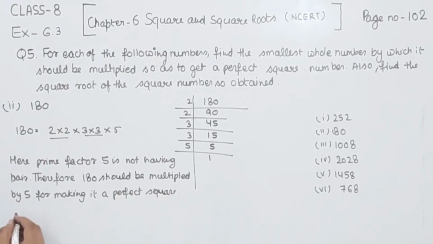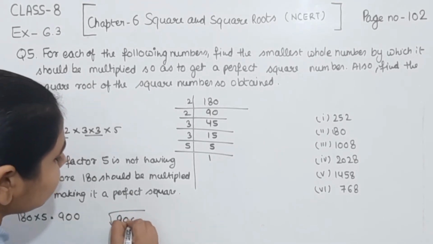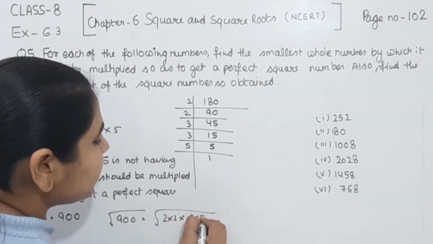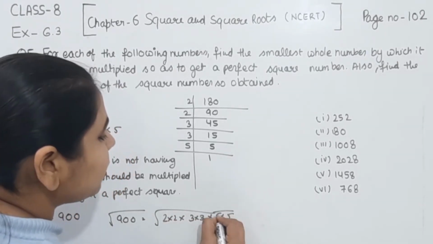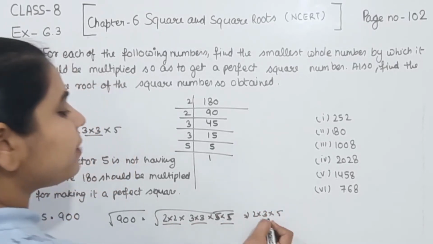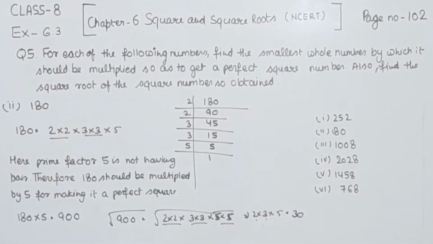So we are going to multiply 180 by 5. So 180 multiplied by 5, we are having the value as 900. Now root 900 is equal to the factors we will have 2 multiplied by 2 multiplied by 3 multiplied by 3 and 5 multiplied by 5. So this is 2 multiplied by 3 multiplied by 5. 3 twos are 6, 6 fives are 30. So root 900 is equal to 30. This is the part 2.